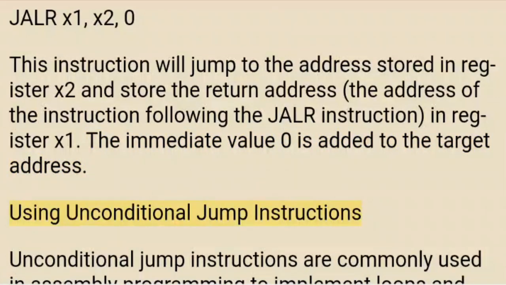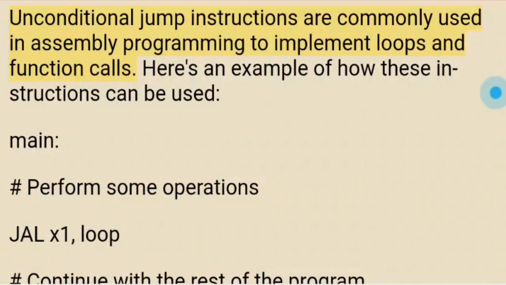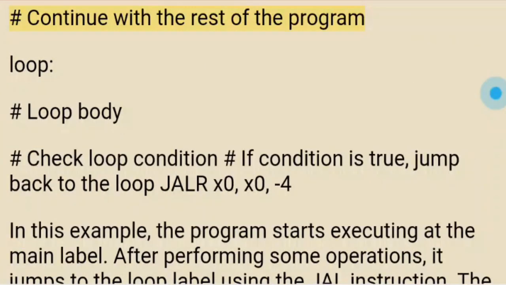Using unconditional jump instructions. Unconditional jump instructions are commonly used in assembly programming to implement loops and function calls. Here's an example of how these instructions can be used. main: # perform some operations. JAL x1, loop. # continue with the rest of the program. loop: # loop body. # check loop condition. # if condition is true, jump back to the loop: JALR x0, x0, -4. In this example, the program starts executing at the main label.